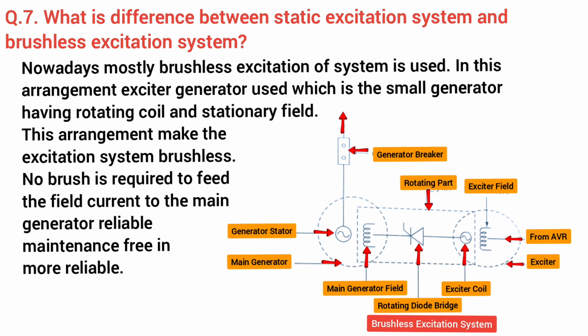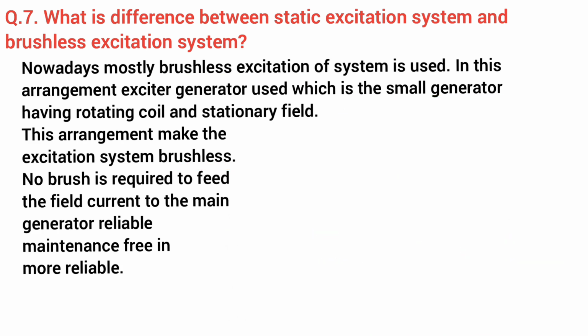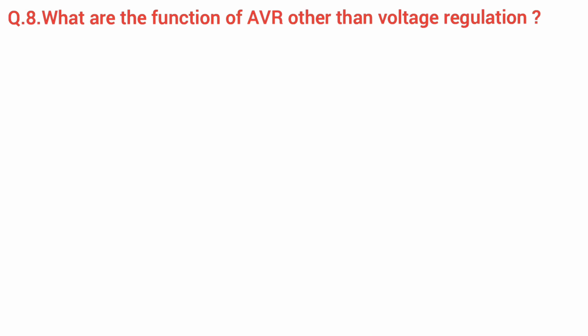Nowadays mostly brushless excitation system is used. In this arrangement, an exciter generator is used, which is a small generator having rotating coil and stationary field. This arrangement makes the excitation system brushless. No brush is required to feed the field current to the main generator, so it is maintenance free and more reliable. What are the functions of AVR other than voltage regulation?